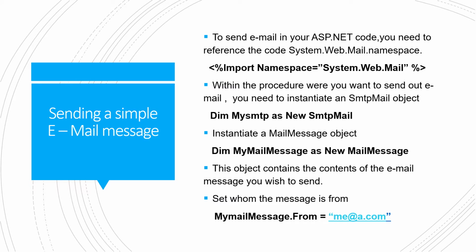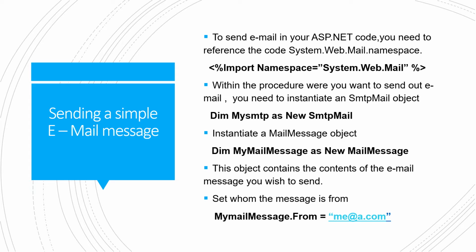To send email in your ASP.NET code, you need to reference the System.Web.Mail namespace. To do that, you need to include an import directive that uses the library at the top of the ASP.NET page: Import Namespace equal to System.Web.Mail. Then within the procedure where you want to send out email, you need to instantiate an SMTP mail object. Dim mySMTP as new SmtpMail. This object provides access to the SMTP server that you are sending the email through.